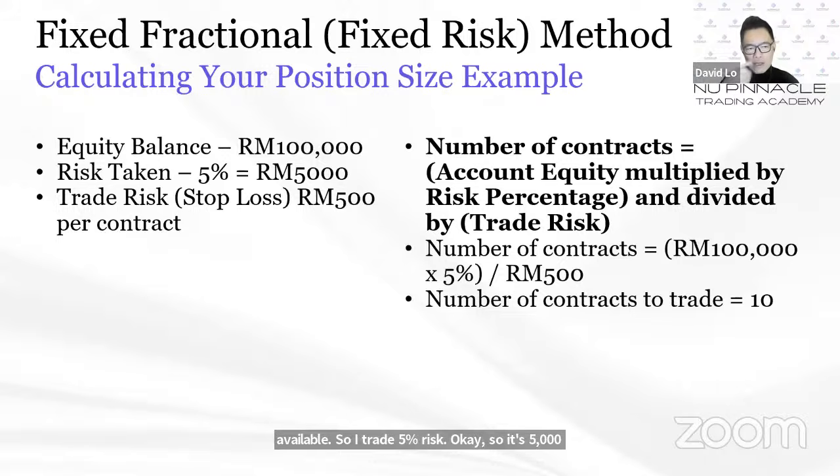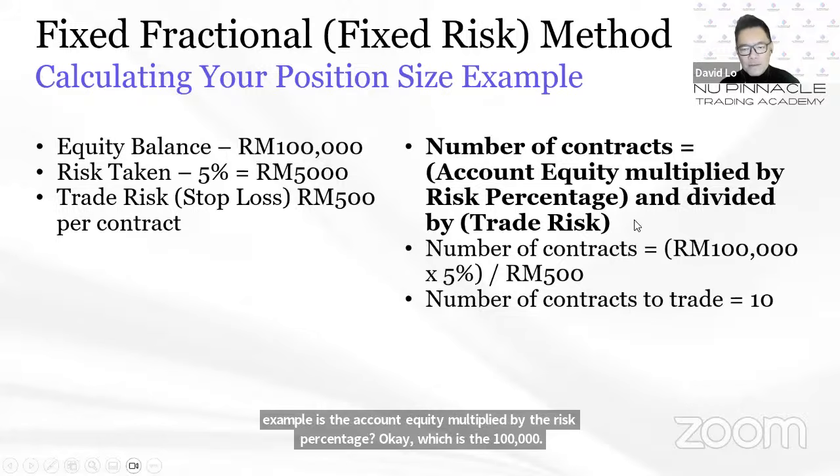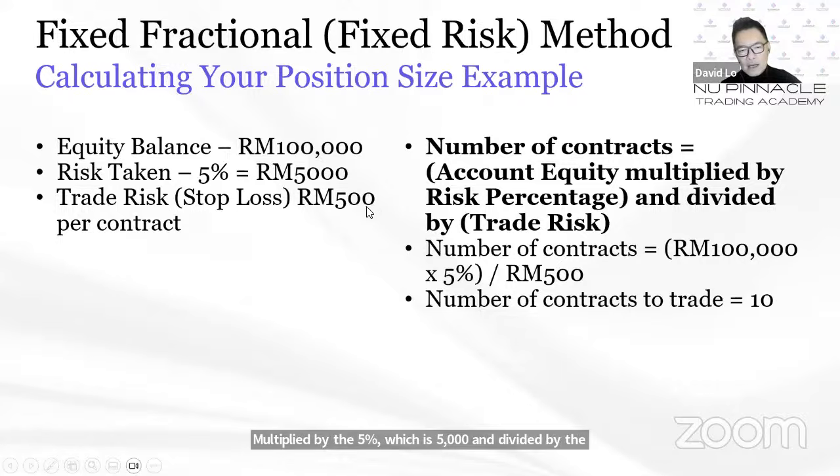Your stop loss depends on how you trade your risk. If you have a technical stop loss and your stop loss is worth 500 ringgit per contract, you may be trading multiple contracts, so this is the formula to go with. The number of contracts you trade for a fixed position size is the account equity multiplied by the risk percentage, which is 100,000 multiplied by 5%, which is 5,000, divided by the trade risk. If each contract's trade risk is, say, 500, which is basically a 10-point stop in FKLI, how many contracts do you trade? You divide 5,000 by 500 and you get 10 contracts.